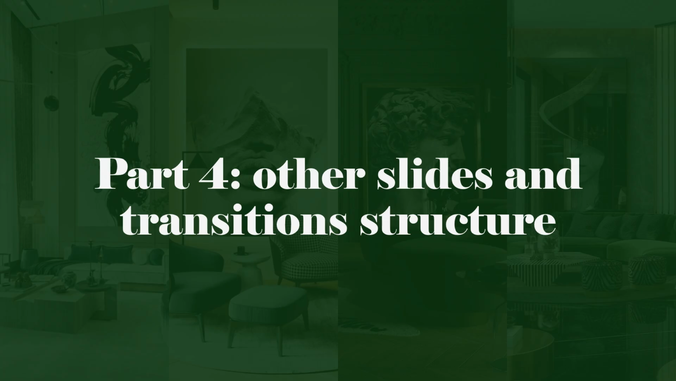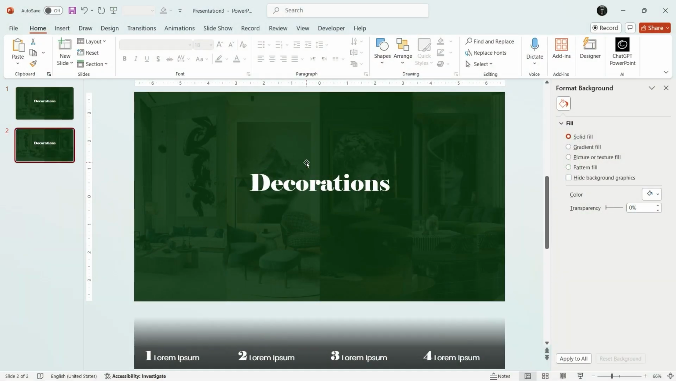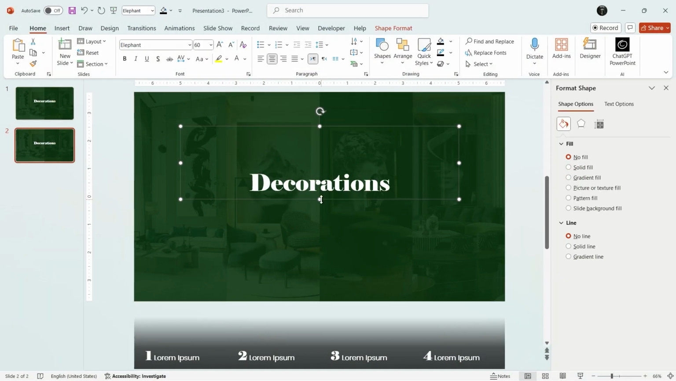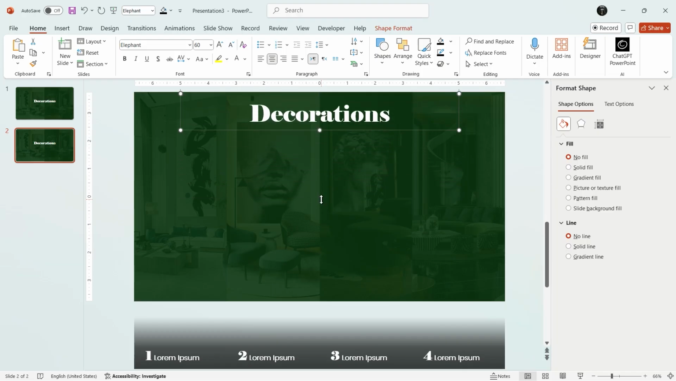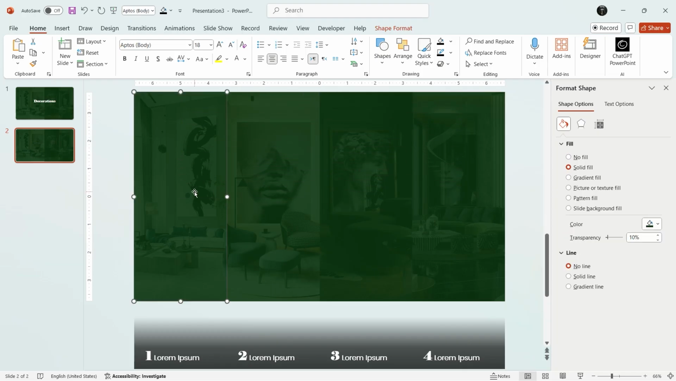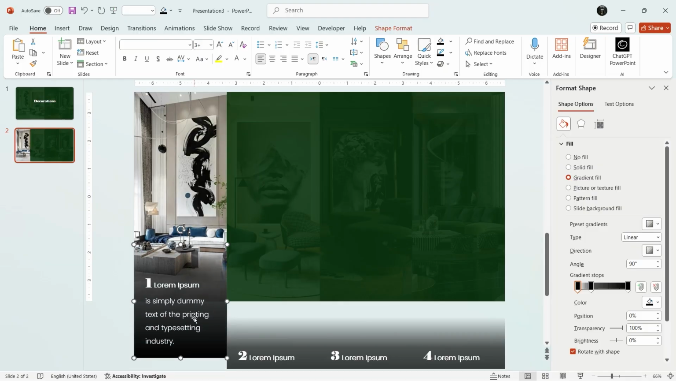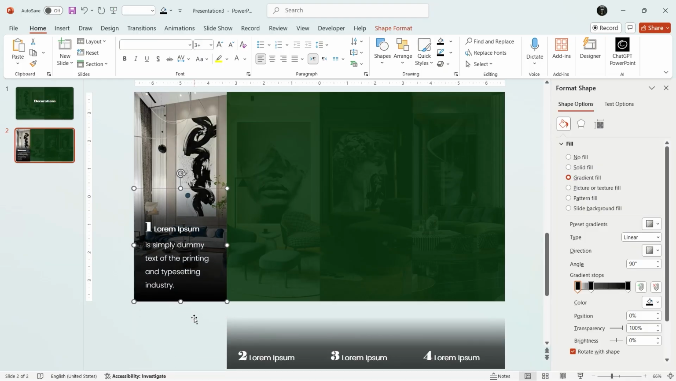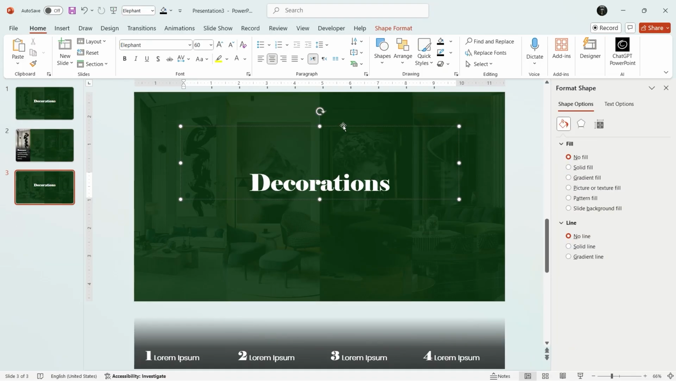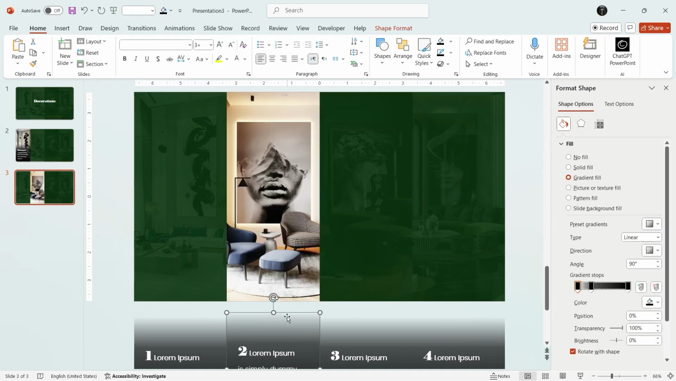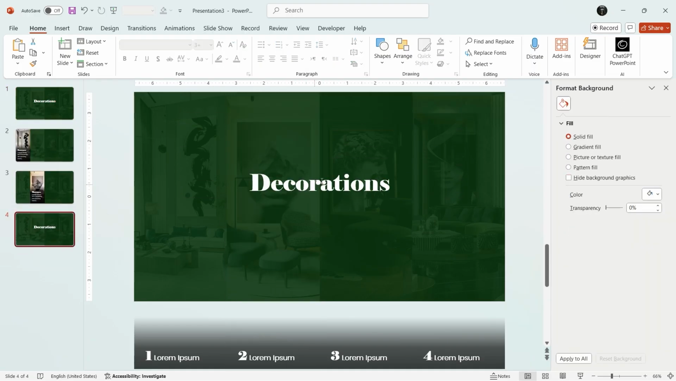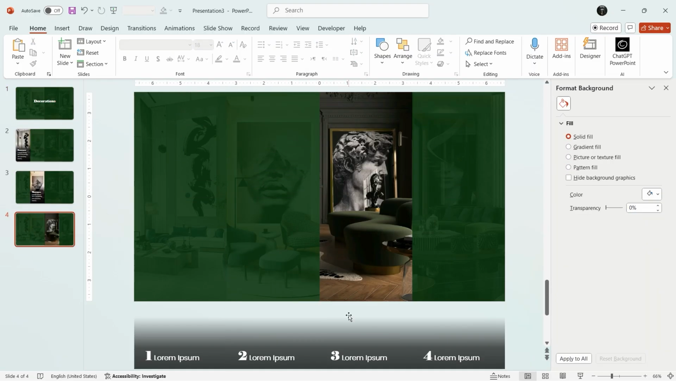Part 4. Animate with Morph and transition structure. Duplicate the first slide using Ctrl plus D. On the second slide, move the title upward and outside the slide area. Remove the first cover layer. Then bring the next text section from the bottom into view. Repeat this method for the remaining sections, so each slide reveals only one part of the content.